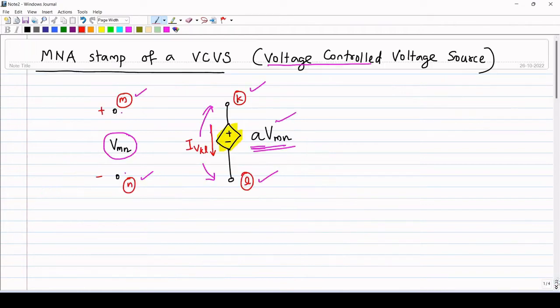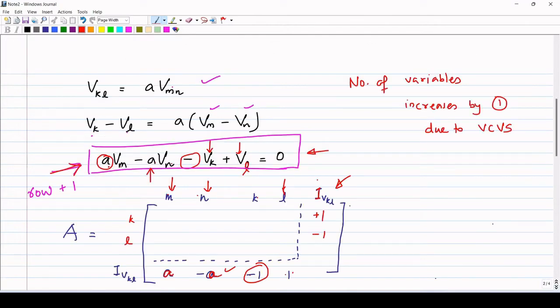Then from the circuit diagram, we can see that on the kth node there is an outgoing current IVKL, and on the lth node there is an incoming current IVKL. So on the kth node, IVKL is going out. So there will be a plus 1 on the kth row, and on the lth node IVKL is coming in. So on the lth row you will have a minus 1.